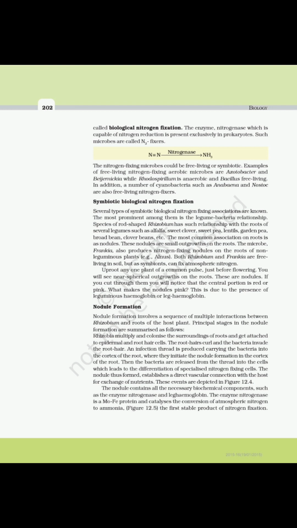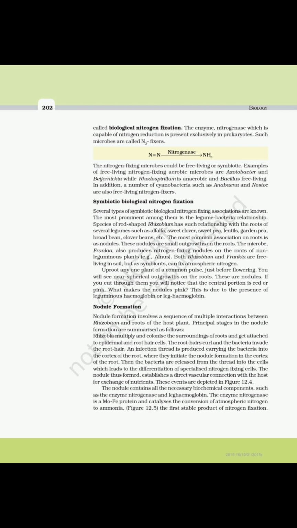The nitrogen-fixing microbes could be free-living or symbiotic. Examples of free-living nitrogen-fixing aerobic microbes are Azotobacter and Beijerinckia, while Rhodospirillum is anaerobic and Bacillus is free-living. In addition, a number of cyanobacteria such as Anabaena and Nostoc are also free-living nitrogen fixers.